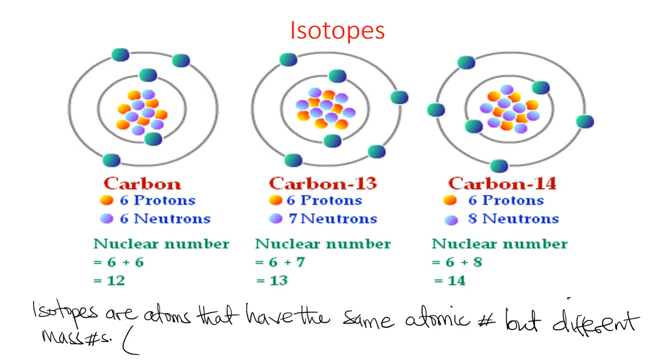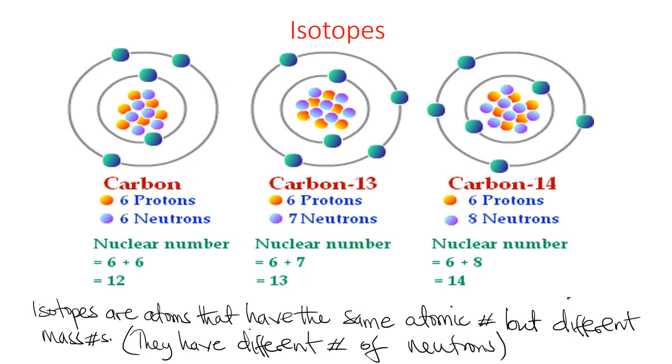So in other words, they have a different number of neutrons, yet they have the same number of protons.